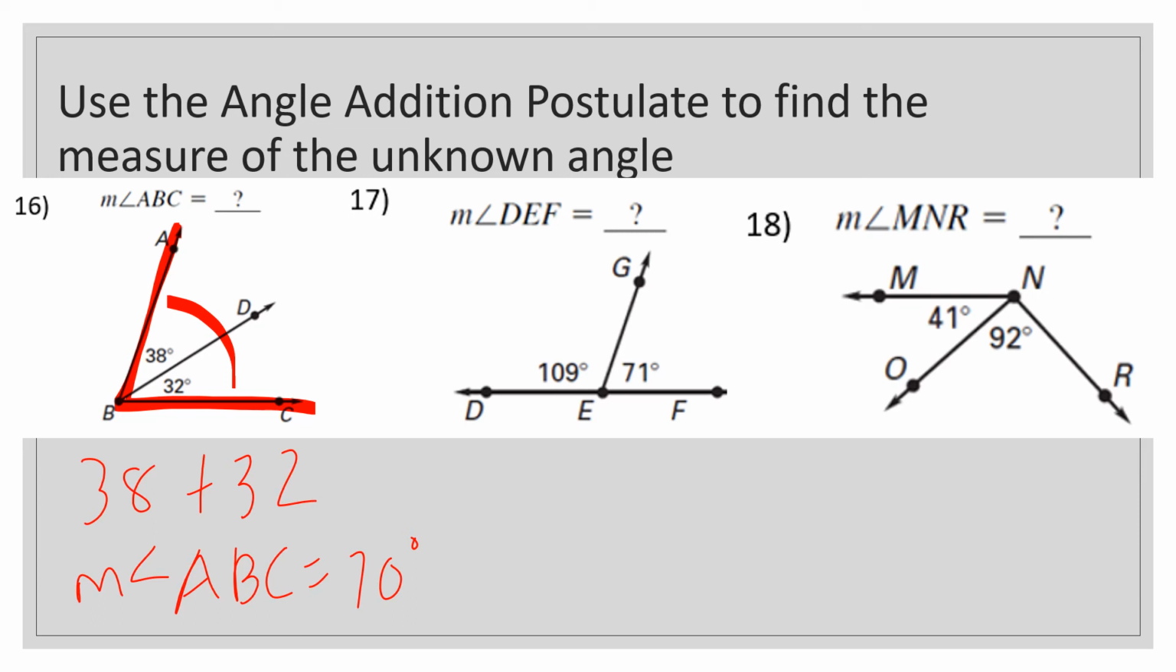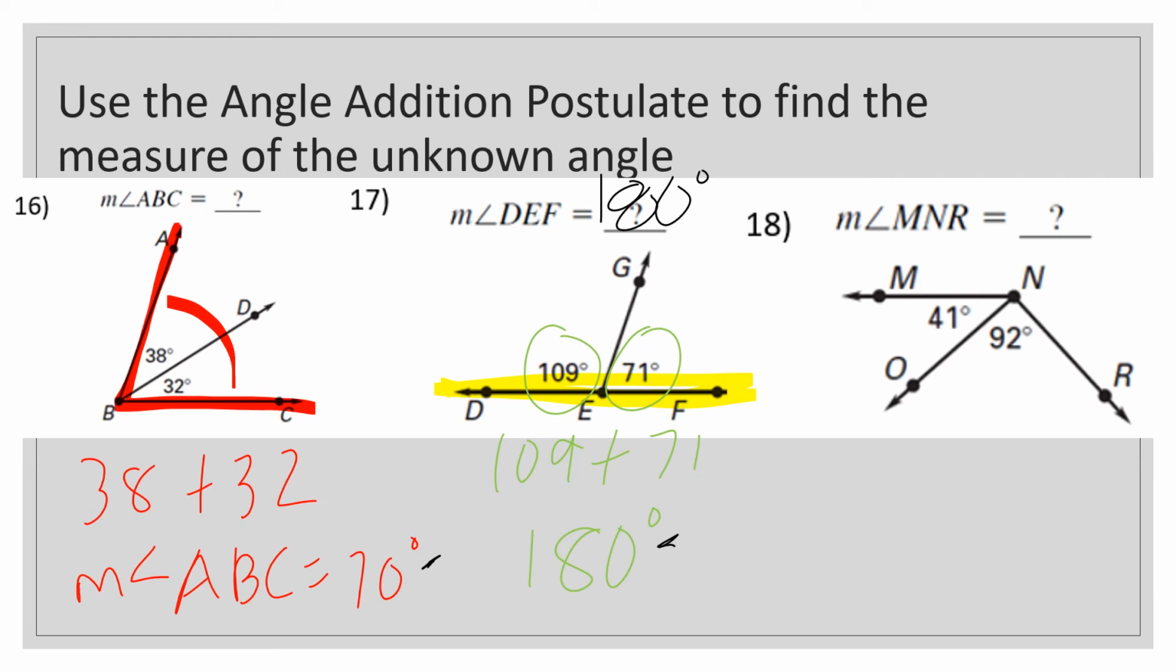For number 17, I am trying to find the measure of angle DEF, which we can look at that, right? And we can say, all right, I got 109 and I got 71. If you add those two together, what do you get? You get 180 degrees. So the measure of angle DEF is 180 degrees. And again, make sure that you have that degree symbol there.